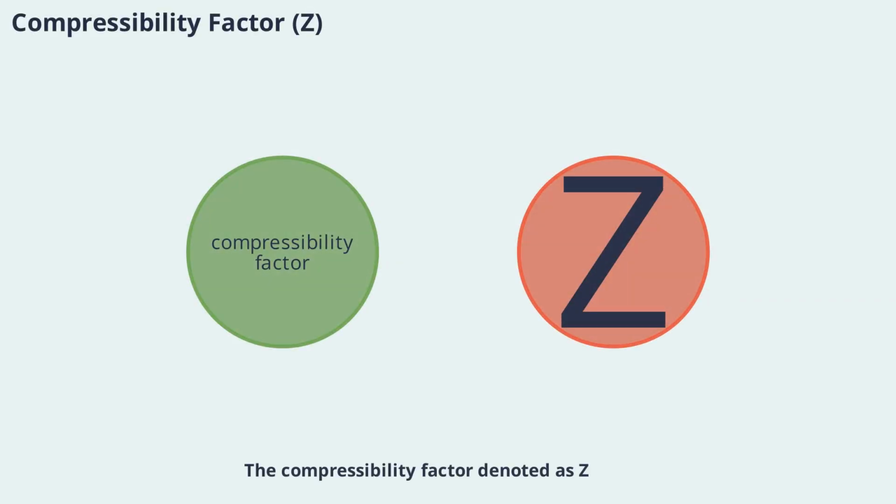The compressibility factor, denoted as Z, measures how much a real gas deviates from ideal behavior. If Z equals 1, the gas behaves ideally. Values different from 1 indicate deviations. This factor helps chemists and engineers assess gas properties and make corrections in calculations for real gases.